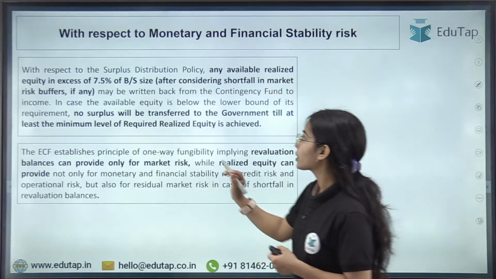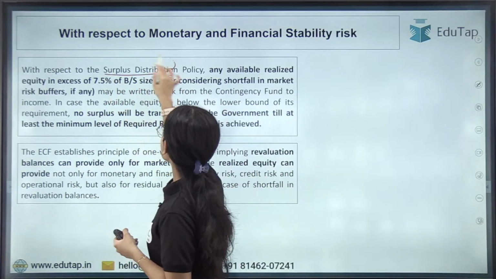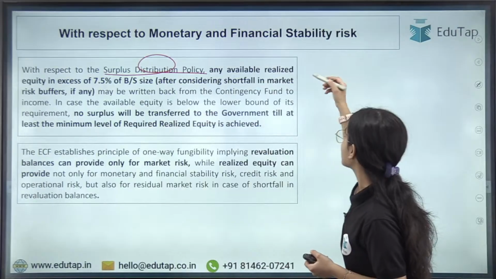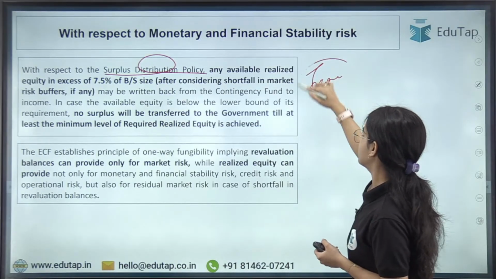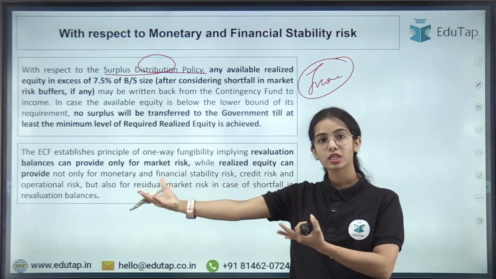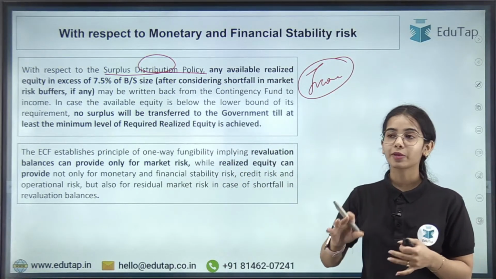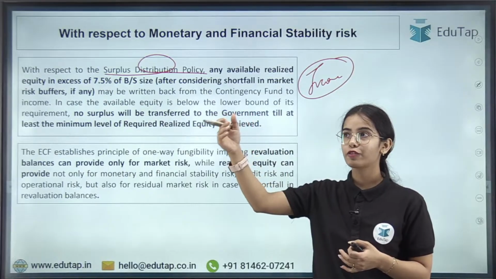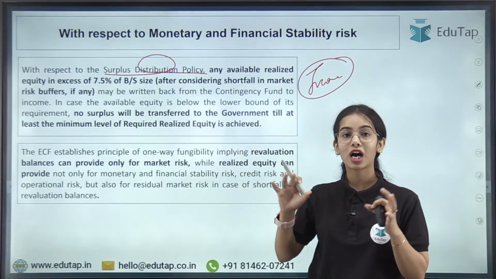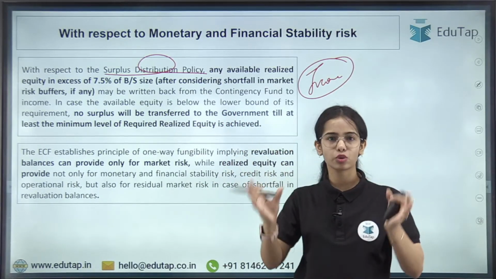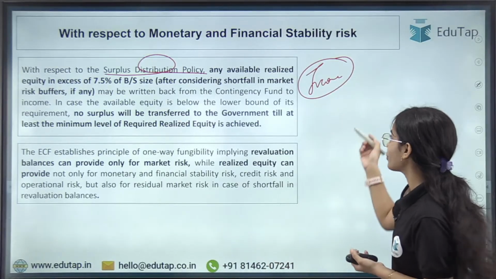Okay. So with respect to the surplus distribution policy, see, the RBI earns the income. The RBI is providing the loans, the RBI is getting the repo rate, or the interest. The RBI has bought the securities, from that the regular interest is coming. So RBI is earning income from various sources.